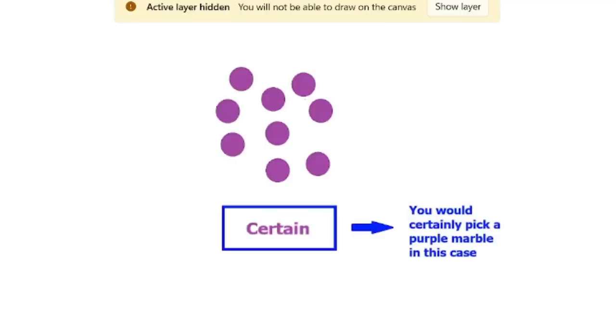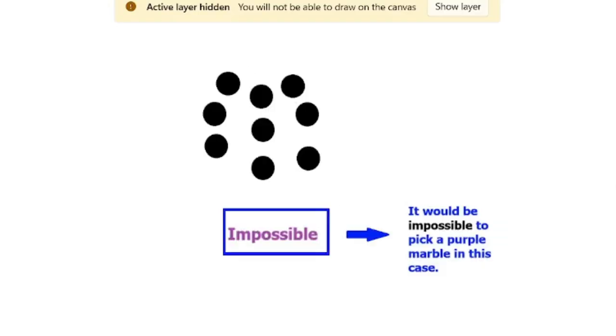Well, this is how certain would look. We would certainly pick, for sure, a purple marble because there's no black ones here. You would certainly pick a purple marble in this case. Now, this is how impossible would look. It would be impossible to pick a purple marble in this case because there aren't any purple ones, right? There's none at all, so it would be impossible.